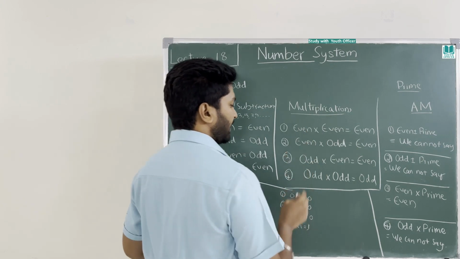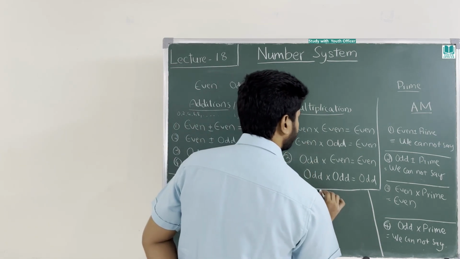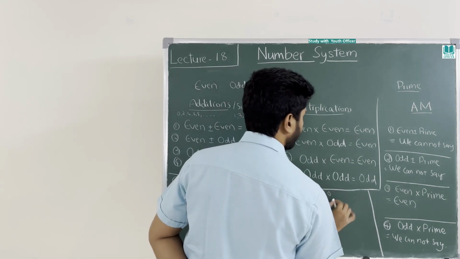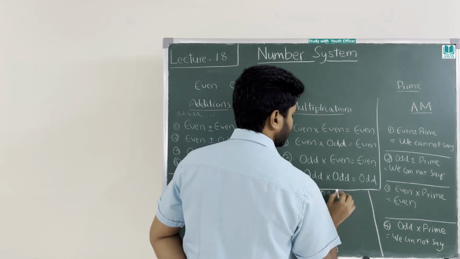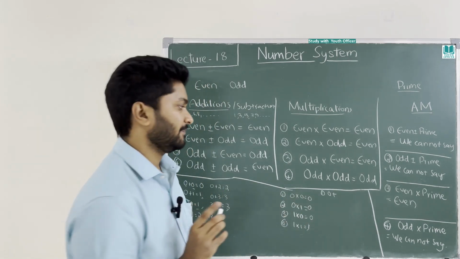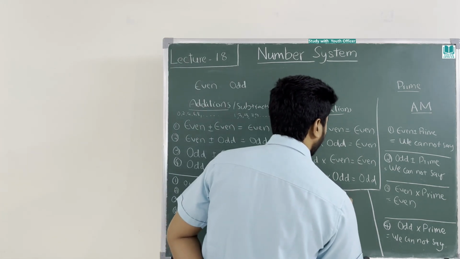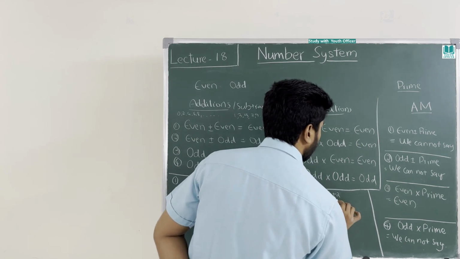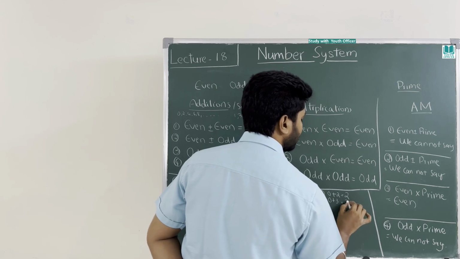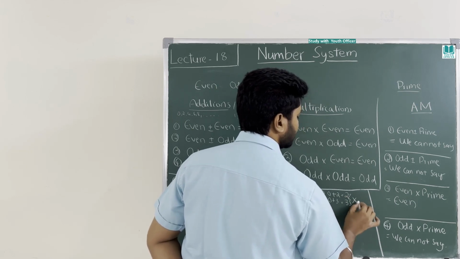Now, when it comes to prime numbers, I will take the first one. Even plus or minus prime. Even means 0 plus prime. There are two types of primes, even prime and odd prime. I will take even prime one time, odd prime other time. 0 plus 2 is 2, 0 plus 3 is 3. Two different types of answers, so we can't say.